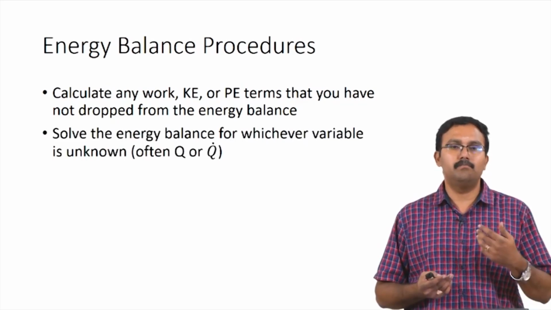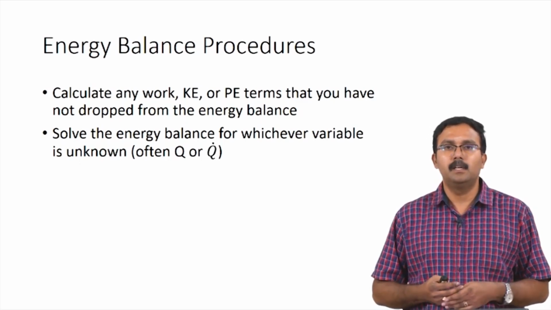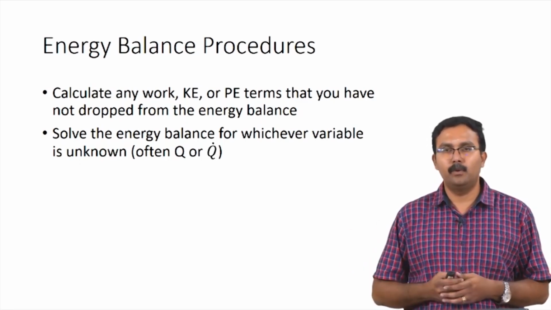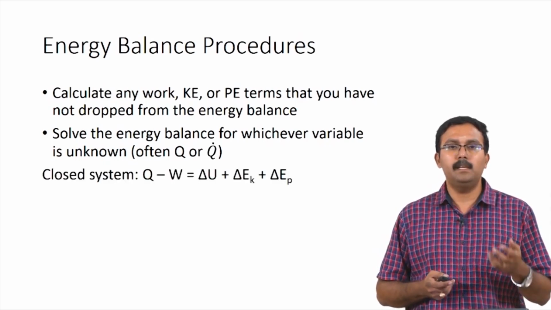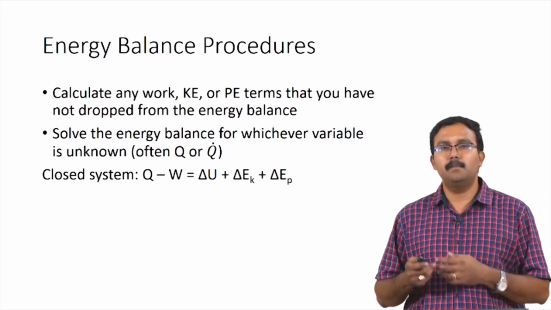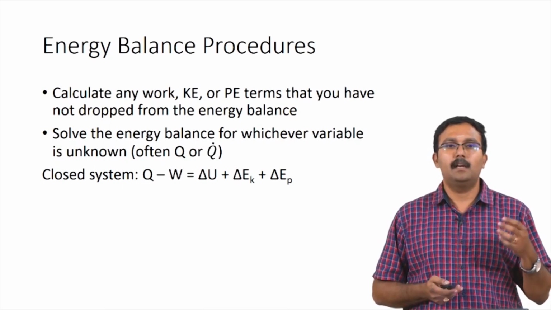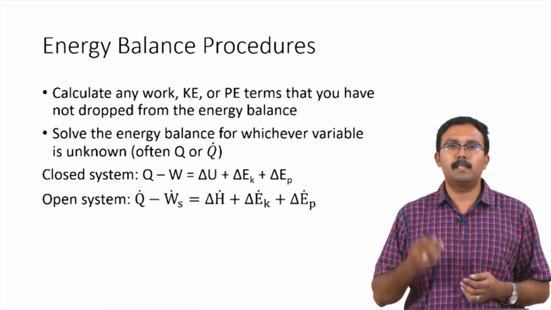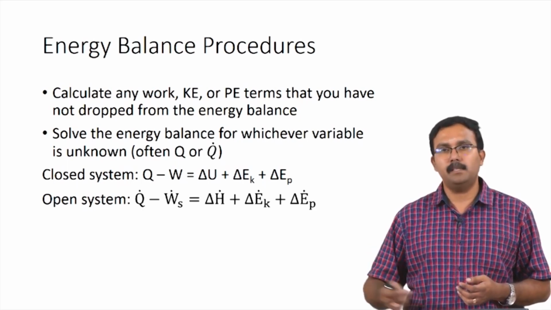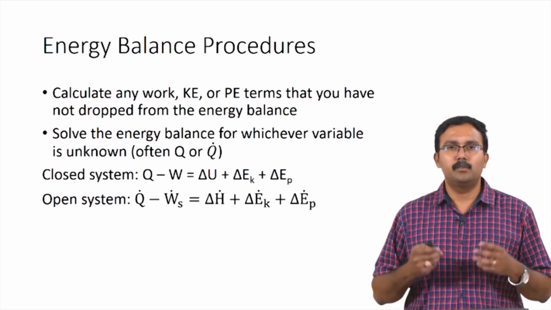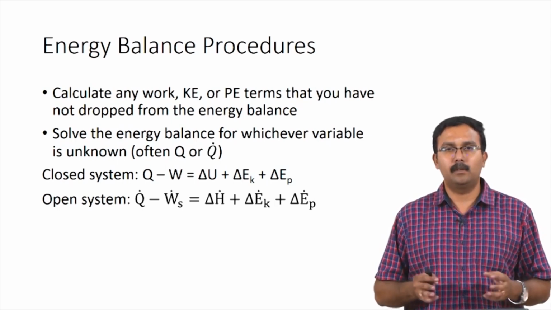The unknown could most probably be Q, which is the heat which needs to be transferred, or Q dot in case of open systems. So, the equation used would be, for closed system, Q minus W equals delta U plus delta Ek plus delta Ep, and for open systems it will be Q dot minus Ws dot equals delta H dot plus delta Ek dot plus delta Ep dot. So, with this you would be completing your general energy balance calculations.